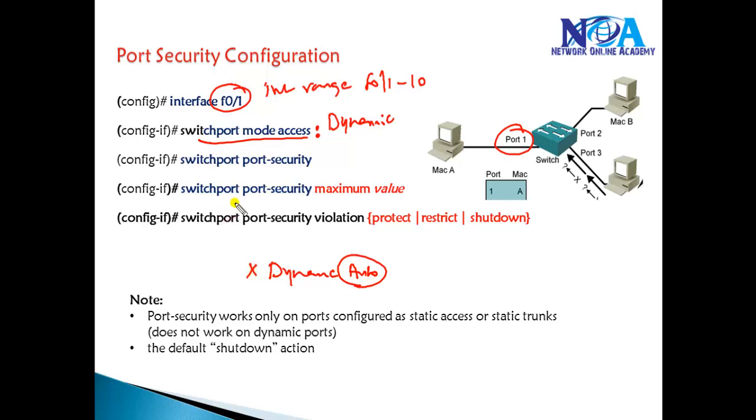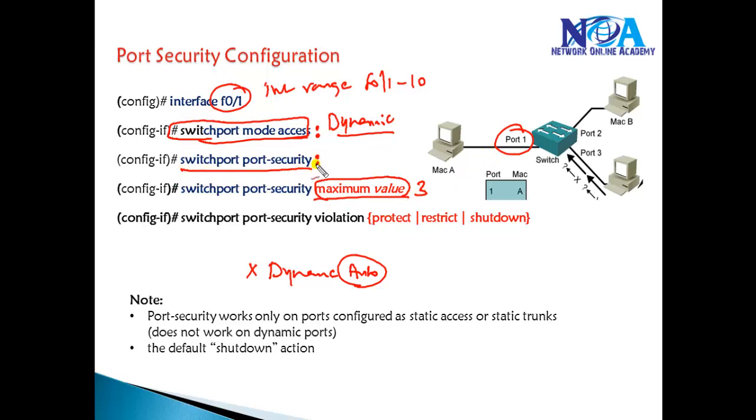Port security is not going to work in those modes. So we need to ensure that that particular port should be either an access port or a trunk port. Okay, so we can define the maximum number of MAC addresses. Like in my example, I'm going to define a maximum of 3 MAC addresses that can be learned on this particular port.